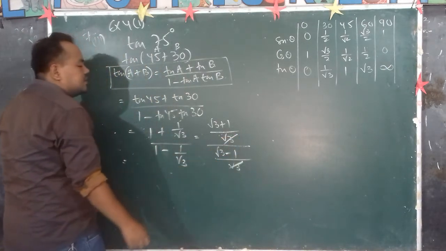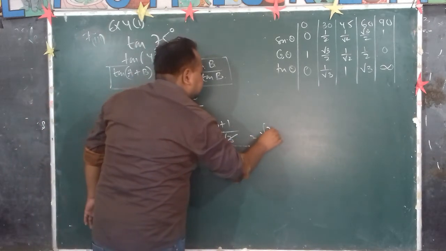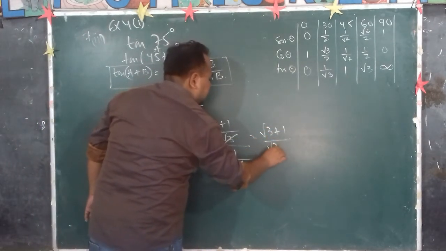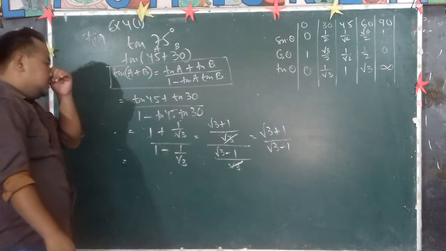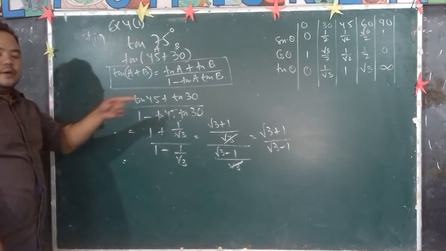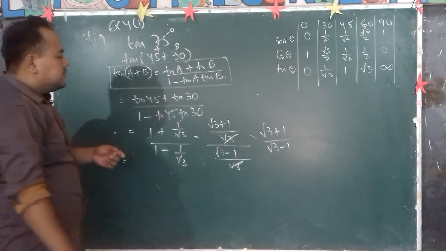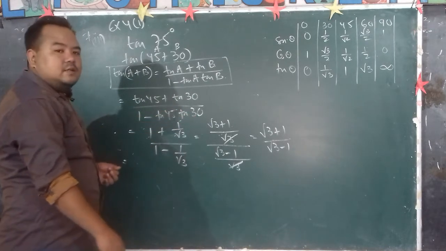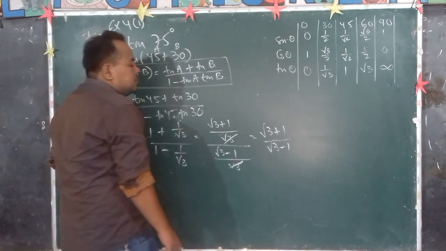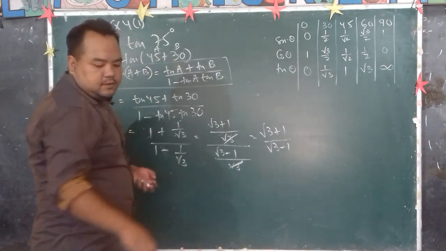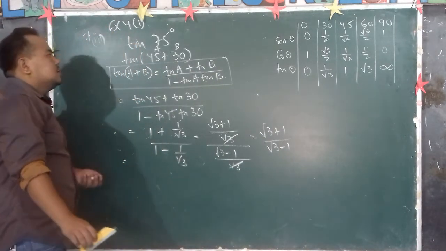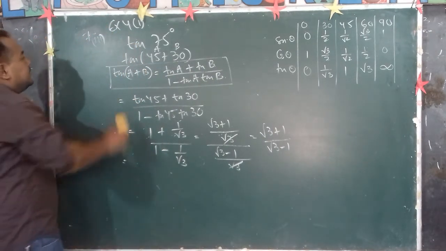Root 3 and root 3 gets cancelled. So what are you getting? Root 3 plus 1 divided by root 3 minus 1. So this is the value of tan 75. You can simplify this further by rationalization also. Is that clear? You can rationalize this and simplify it further also. So this is how you find out the value of tan 75.